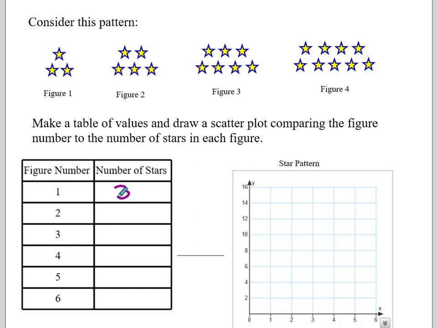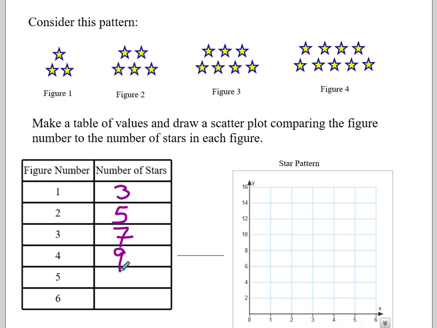Figure 2 has 5 stars. Figure 3 has 7 stars. And figure 4 has 9 stars. Now, if you're observant, you can probably guess the number of stars in the next 2 figures without doing any work or without having to draw those figures.